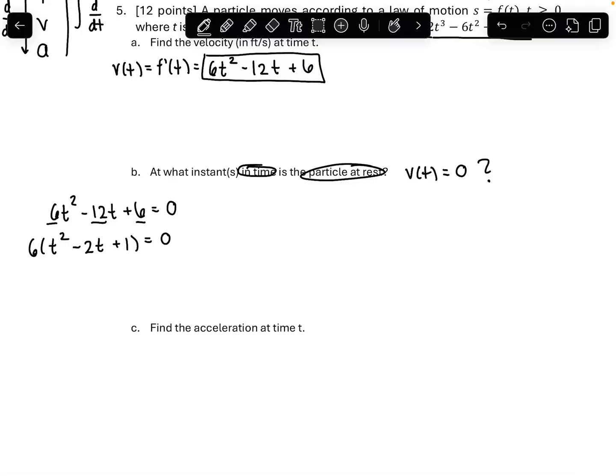All right, moment of truth. Do we know how to factor? I hope so. So we get t equals 1. So the only time that the particle is at rest is after 1 second. Awesome. All right.